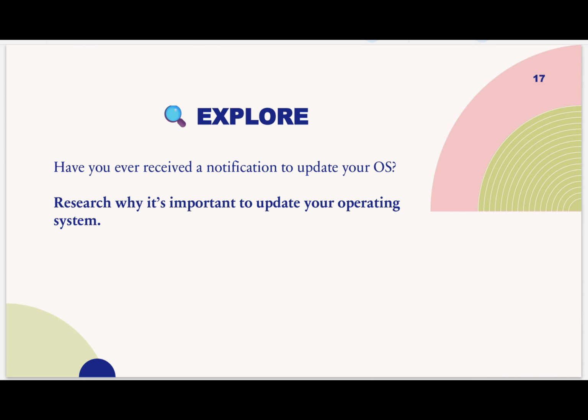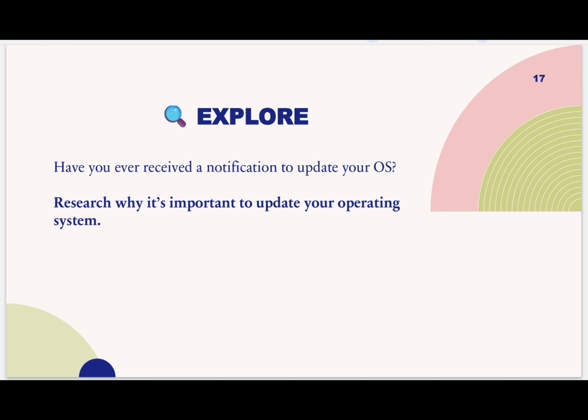See, this was all about the operating system, right? Now, have you received a notification to update your OS? If you have a mobile or a computer, you have seen that a new system update is there, otherwise new system software is there in mobile, but in PC we see this as OS. Research why it is important to update your operating system.